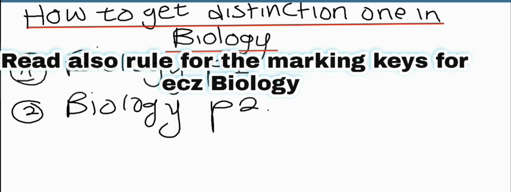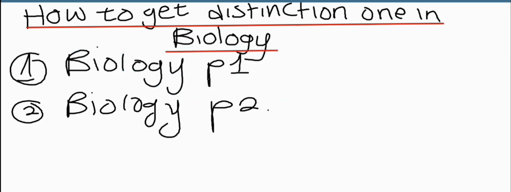Now, let's start with how you can manage section A for biology paper 2. As for biology paper 2 section A, you need to know the topics which are highly examinable. Let me give you an example of a topic which is highly examinable. That topic is going to be genetics.